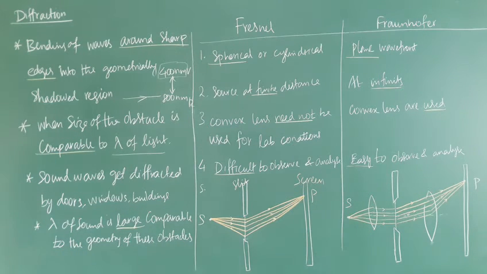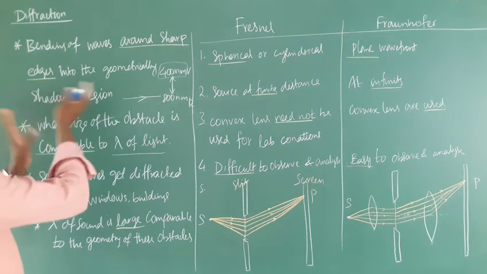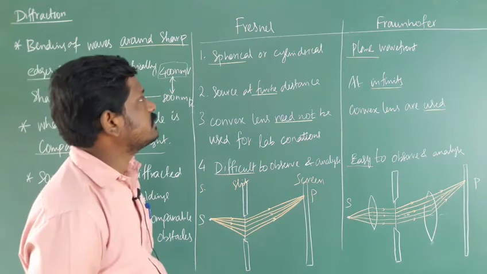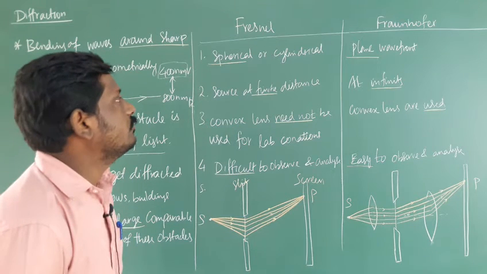of light. If it is sound waves, they get diffracted by doors, windows and buildings because the wavelength of sound is somewhat large compared to the geometry of the obstacles. So diffraction is bending of waves around the sharp edges of obstacles, into the geometrically shaded region. There are two types of diffraction discussed here: Fresnel diffraction and Fraunhofer diffraction.